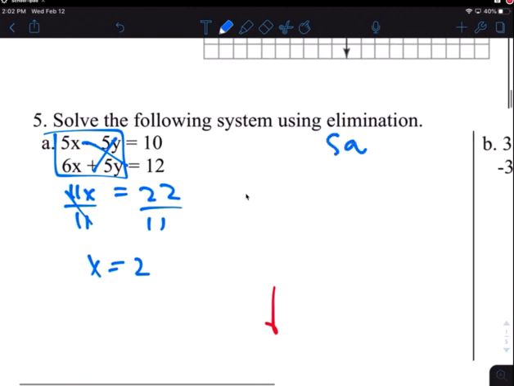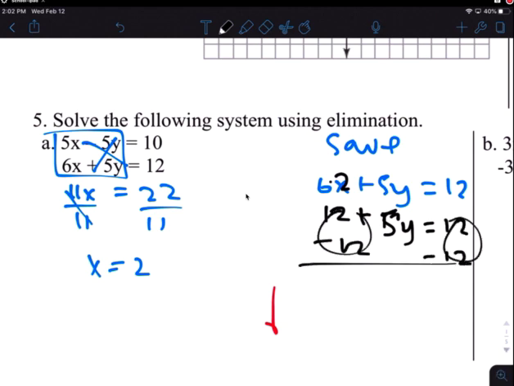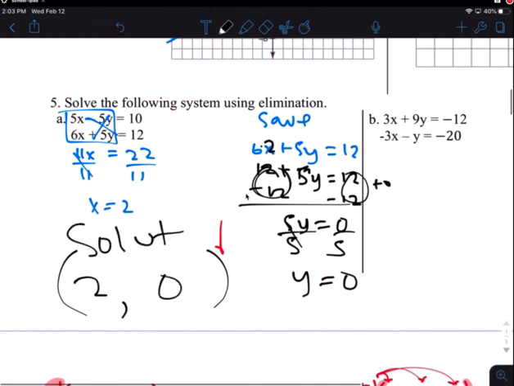You should have saved one of them. I'll save 6x plus 5y equals 12. Substitute the 2 in here. That's 12 plus 5y equals 12, so 5y equals 12 minus 12. Get 0. 5y, 0 plus 5y is 5y. 0 plus nothing is 0. Divide by 5. Y is 0. So your solution is 2, 0. That means the lines will meet at 2, 0.